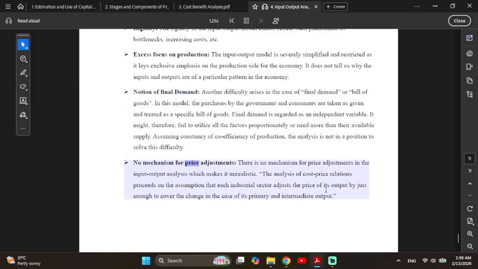No mechanism for price adjustments. There is no mechanism for price adjustments in the input-output analysis, which makes it unrealistic. The analysis of cost-price relations proceeds on the assumption that each industrial sector adjusts the price of its output by just enough to cover the change in the case of its primary and intermediate output.